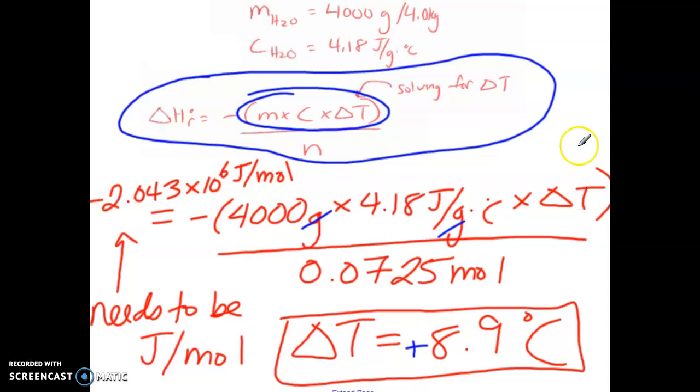So this question is kind of nice. It incorporates a lot of what we've done in chapter 5. The only thing it doesn't include really is Hess's law, but it does include a bunch of different concepts in one spot. And that essentially is the end of our chapter 5.